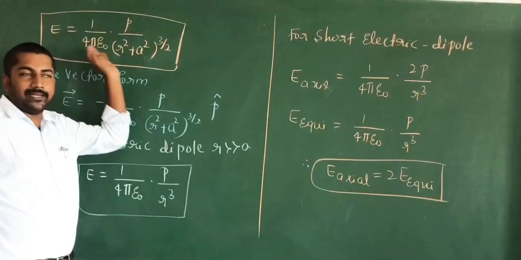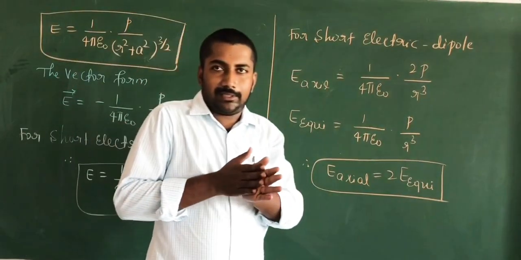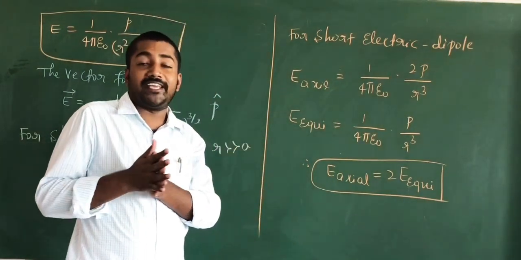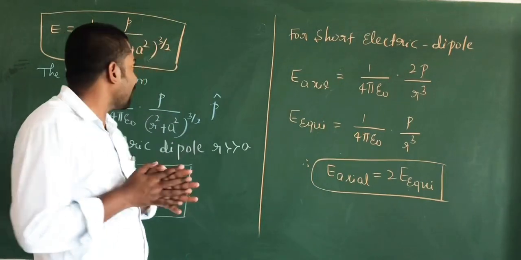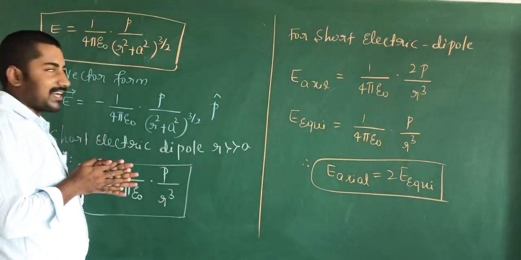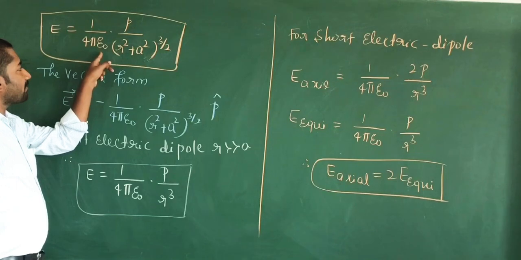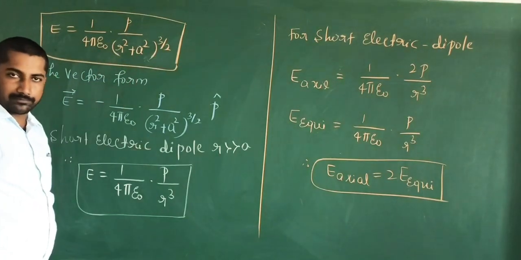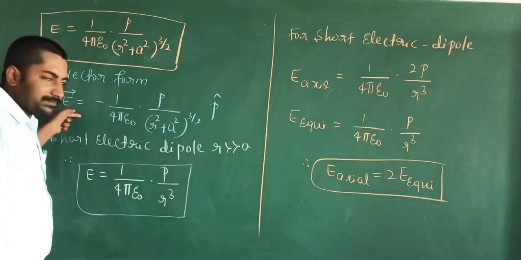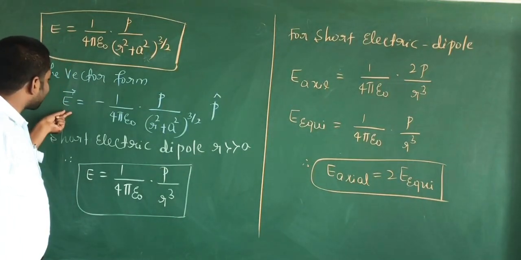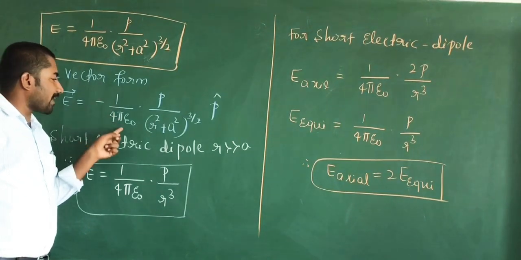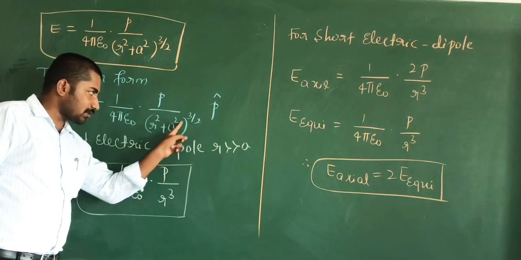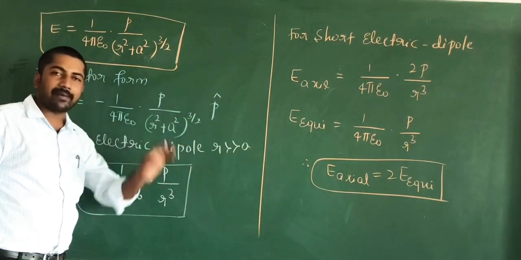See, the electric field at a point on an equatorial line due to the electric dipole: the final equation is E is equal to 1 divided by 4 pi epsilon P divided by R square plus A square whole to the power of 3 by 2. Now I can write this equation in vector form. You get vector E is equal to minus 1 divided by 4 pi epsilon naught into P divided by R square plus A square whole to the power of 3 by 2 into unit vector P.